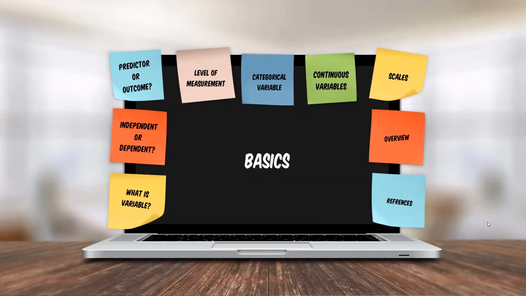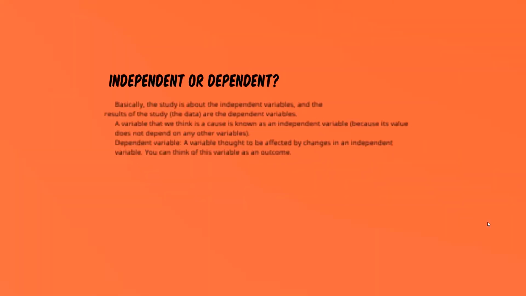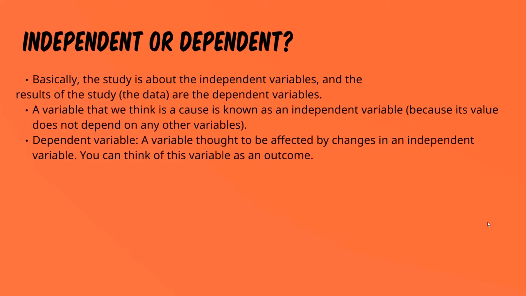Moving on to our next topic, we are going to talk about independent and dependent variables. So basically, this study is about the independent variables, and the result of the study are the dependent variables. A variable that we think is a cause is known as an independent variable because its value does not depend on any other variables. A dependent variable is a variable thought to be affected by changes in an independent variable. You can think of this variable as an outcome.